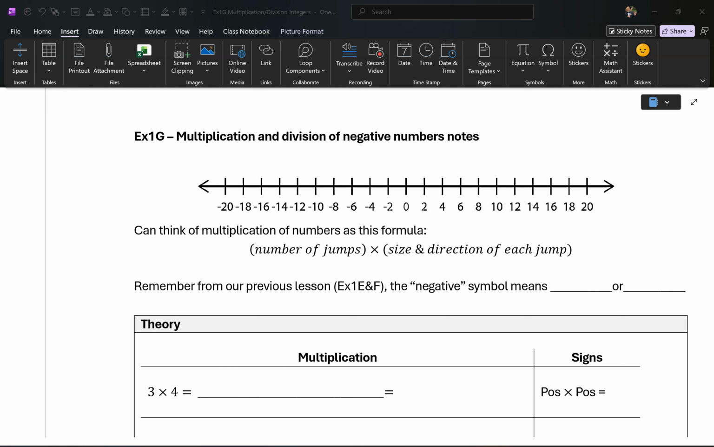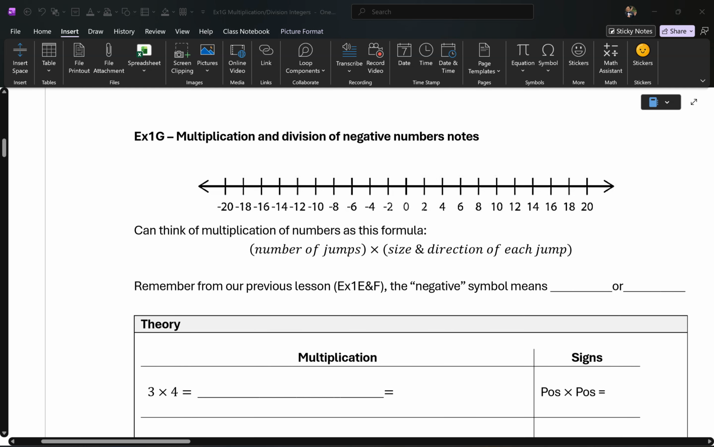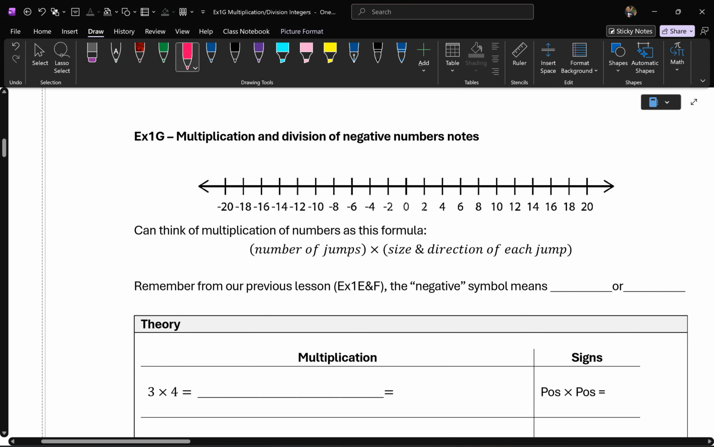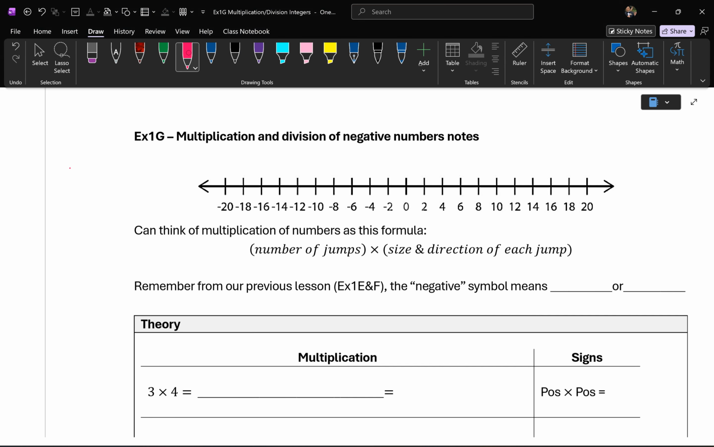So part of this lesson, why I want you all to copy the notes, is because I'm hopefully going to demystify this magical chart that you all seem to memorize from year to year. Remember from the exercise 1E and F, you guys learnt that double positive is the same thing as? What does it become? It equals?